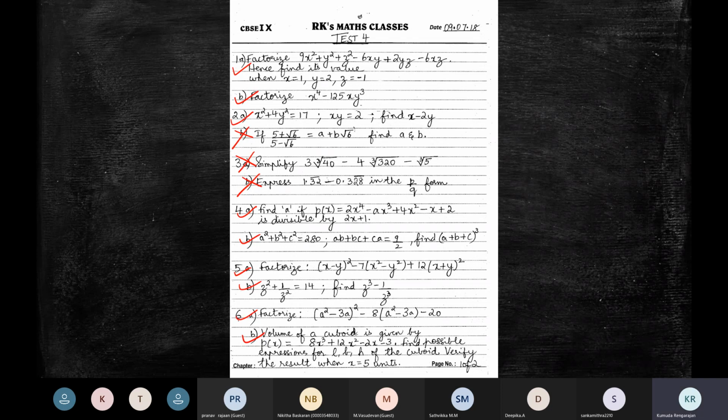So since only Sangamitra has worked, I have to ask her. What's the answer for 6B, Sangamitra? What are the possible expressions for LBH? 2x plus 1, 2x minus 1, 2x plus 3. Yeah, 2x plus 1, 2x minus 1, and 2x plus 3. Okay.